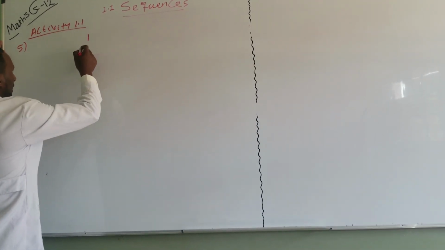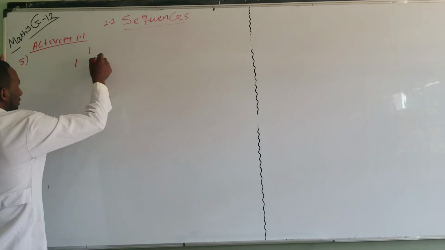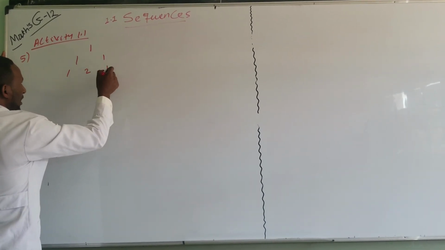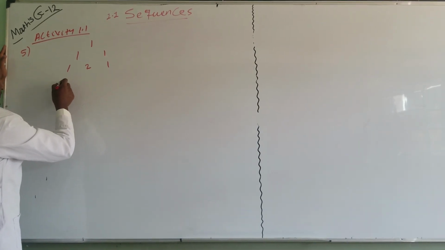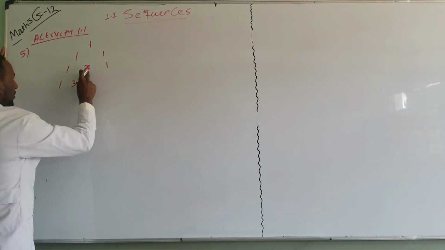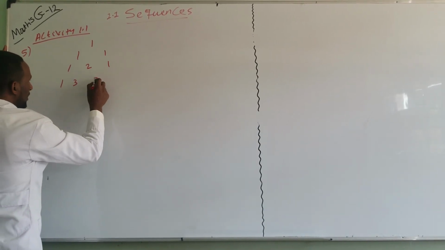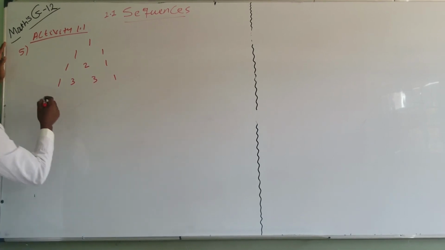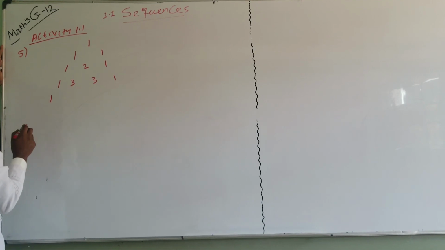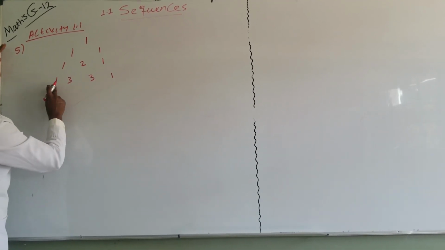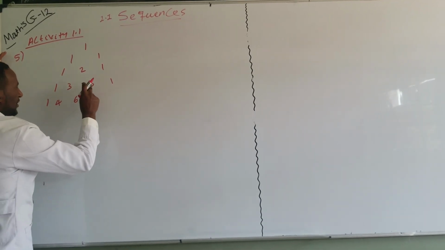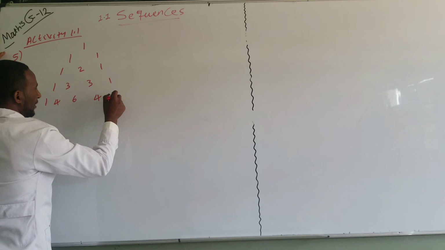The first row has 1, the second row has 1 and 1, which sum to 2. The third row is 1, then 1 plus 2 is 3, 2 plus 1 is 3, then 1. The other row: we take 1 by default, then 1 plus 3 is 4, 3 plus 3 is 6, 3 plus 1 is 4.